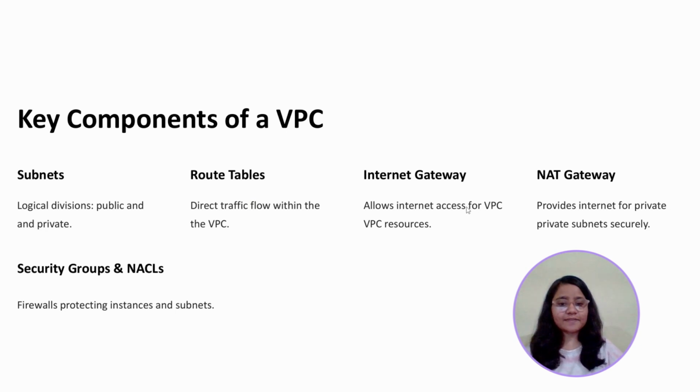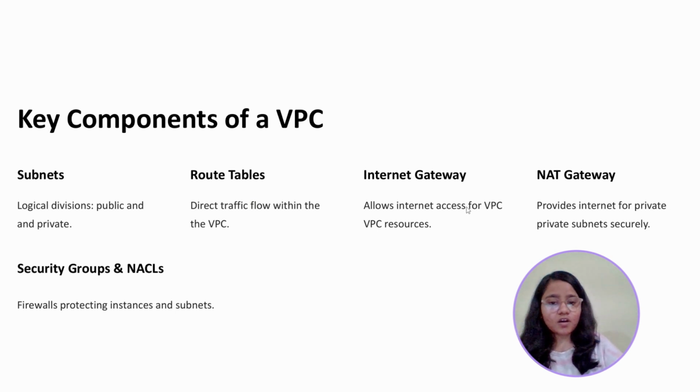And other key elements are Elastic IPs, static public IP addresses you can attach to resources in the VPC. Then VPC peering, which is a way to connect two VPCs privately over the AWS network. VPC endpoint lets you connect privately to AWS services like S3 and DynamoDB without using the internet.